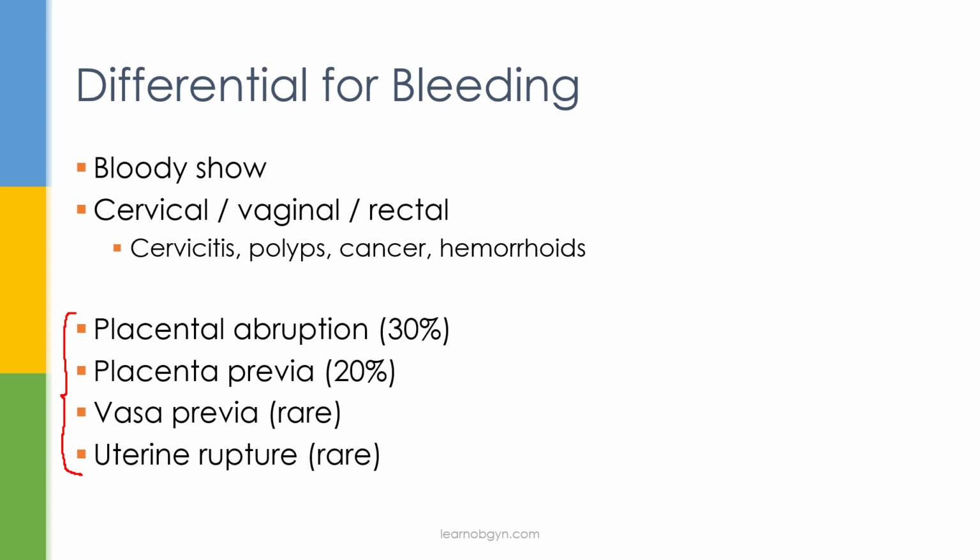What I'm talking about is bloody show. Bloody show is a scant bloody discharge, usually mucousy, that occurs either with early labor, so contractions and some cervical change, or after rupture of membranes.